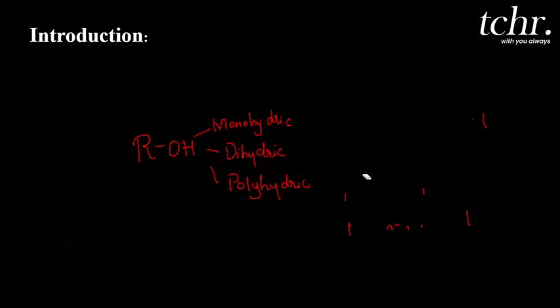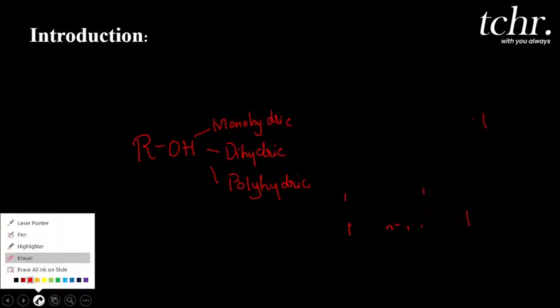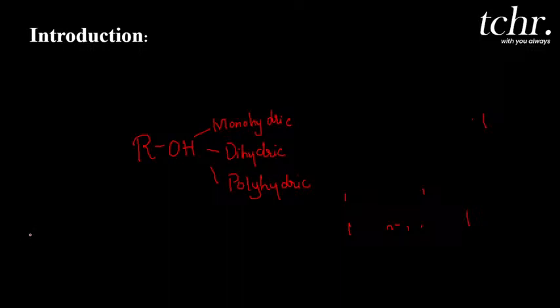Now let's look at phenols. Phenol means a hydroxyl group attached to an aromatic ring, right? So it is an aromatic compound. You can see the functional group, the alcohol functional group, attached to an sp2 hybridized carbon. And phenol is an example of a monohydric compound.